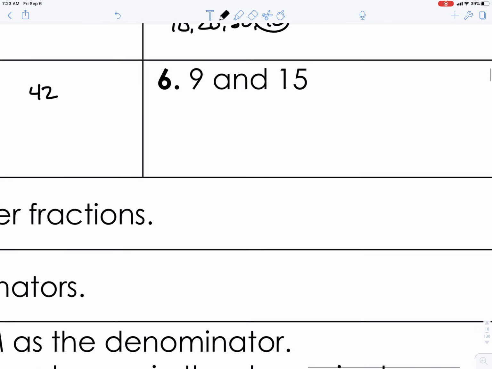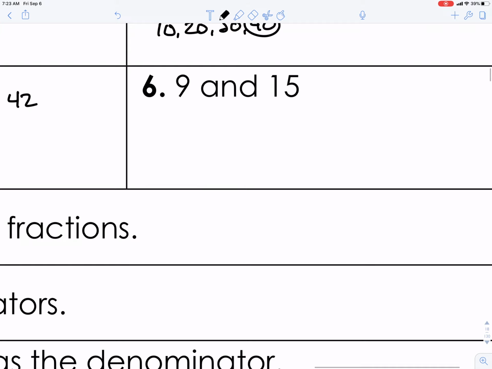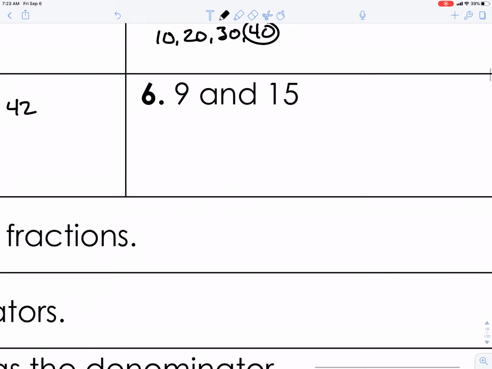9 and 15. That one can be a little difficult. Again, start making lists. 9 times 1 is 9. 9 times 2 is 18. 9 times 3 is 27. 9 times 4 is 36. 9 times 5 is 45.